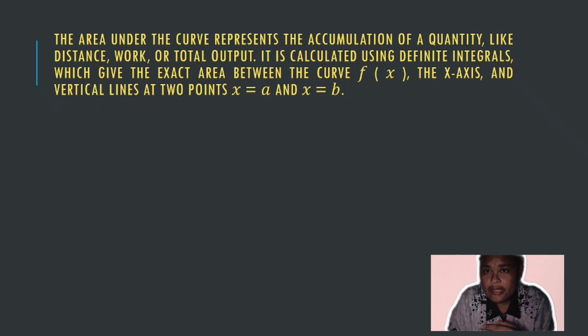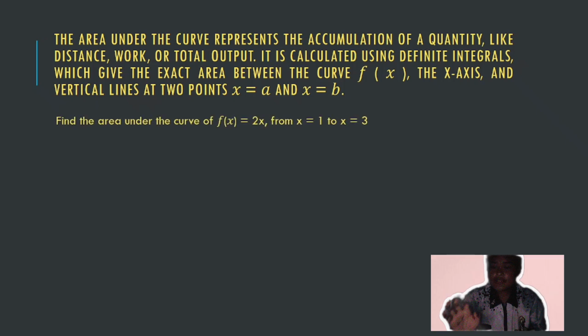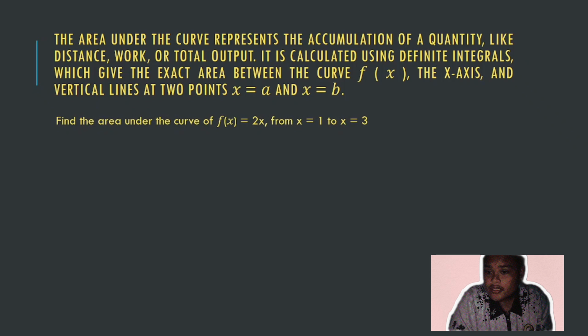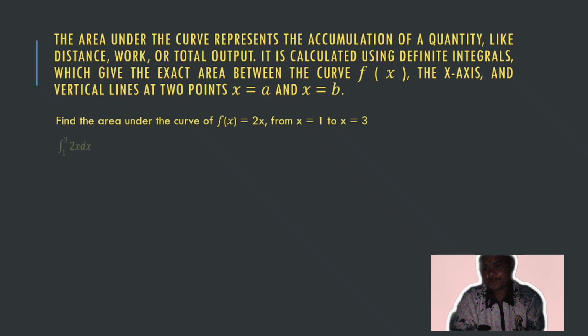Now, what happens there is that we subtract the two, where the upper boundary will get deducted by the lower boundary. So, this is the problem. Find the area under the curve of f of x is equals to 2 from x is equals to 1 to x is equals to 3.